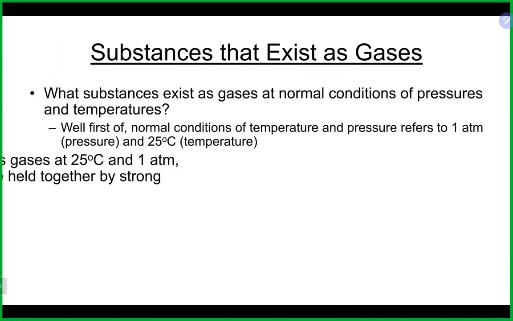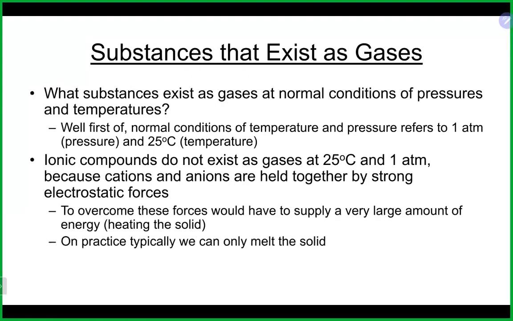So let's talk a little bit about substances that exist as gases under normal conditions. When we talk about normal conditions, this is everyday room temperature type conditions, and that is a pressure of 1 atmosphere, which is an ATM, and a temperature about 25 degrees Celsius. So under normal room temperature conditions, ionic compounds typically will not exist as gases. And that is because they are held together by probably one of the strongest attractive forces, which is opposites attract, the positive and negative attraction from those charges.